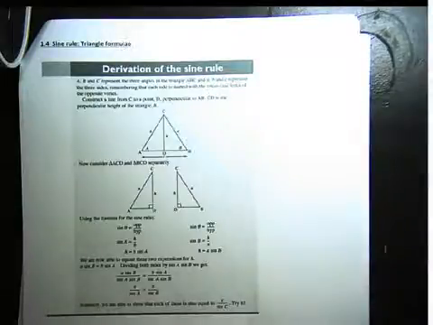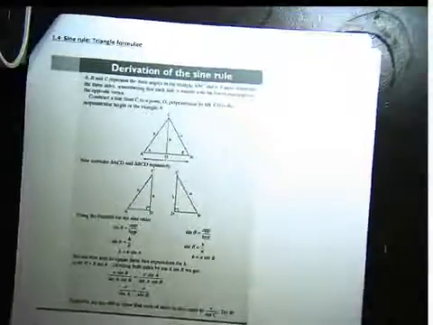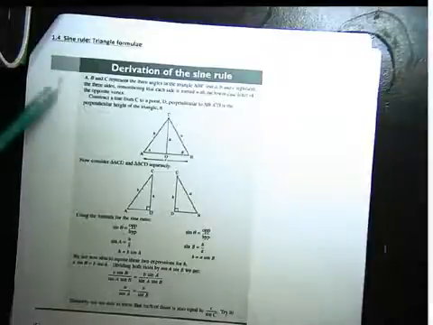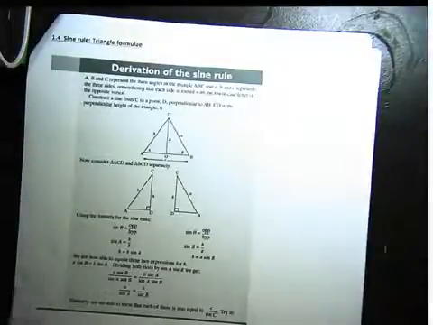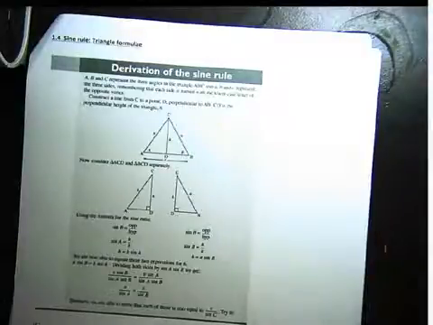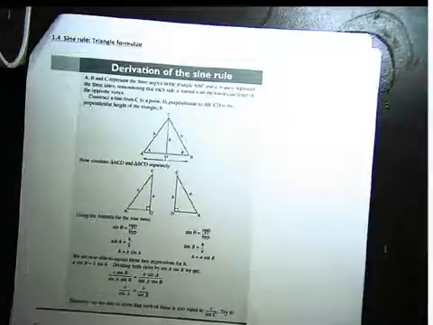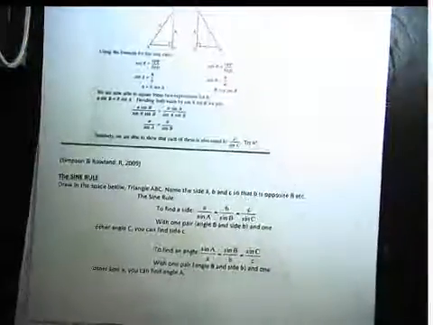It actually is derived or gotten from the ratios, and this is the proof of that. You can have a look at it. You don't need to know it, so I won't spend time going over it right now. But if you're not sure and you really want to know where it comes from, come and see me. Okay? Now, basically, the sine rule is these two down here.